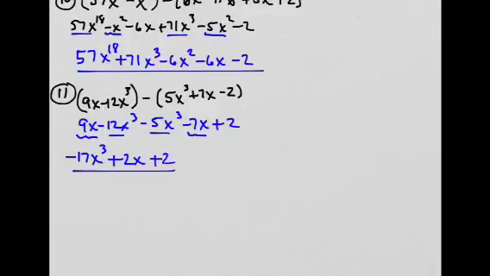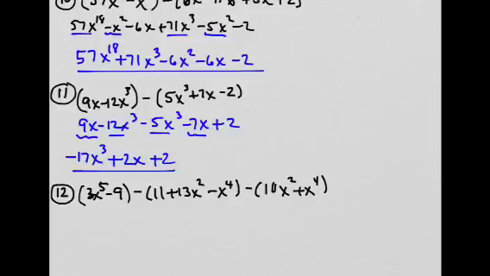So there's the answer. Okay, for number 12, the first polynomial stays as is. The second polynomial, this one right here, we're going to change the signs because of that negative. And the third one, the same thing, we're going to change the signs because of that negative. So minus 11 minus 13x squared plus x to the 4th minus 10x squared minus x to the 4th.